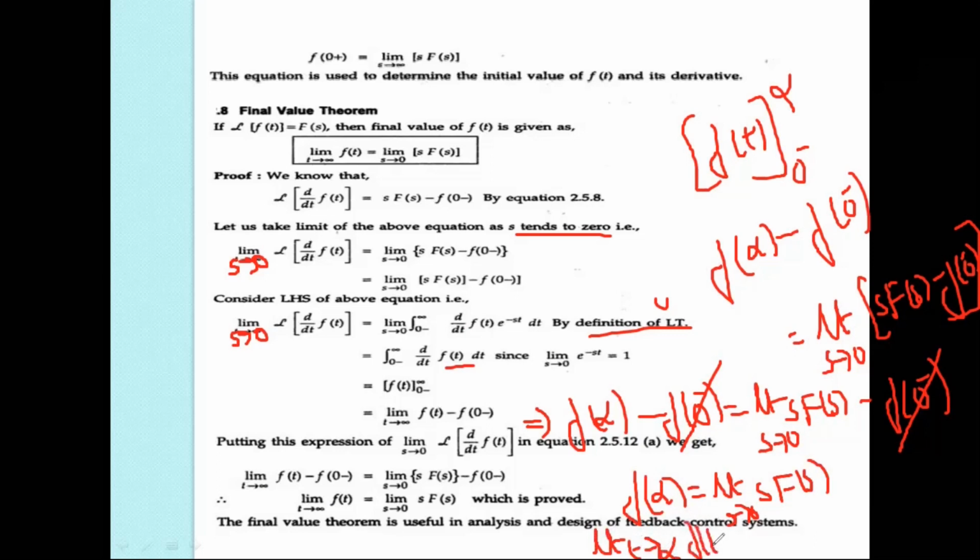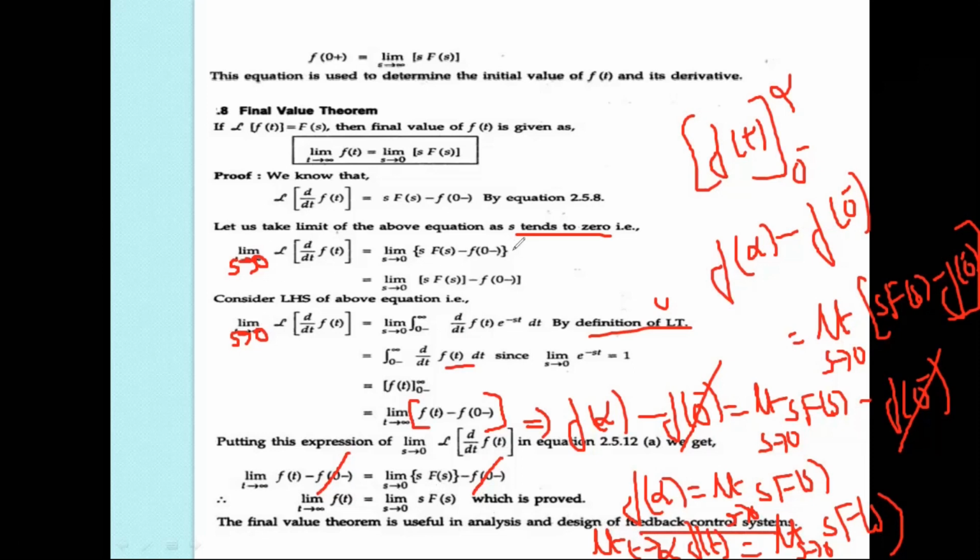Limit t tends to infinity f of t, because I am substituting t as infinity here, is equal to limit s tends to 0, s into f of s. Got it? Here I am taking the limit t tends to infinity, f of t minus f of 0 minus. There is no s term or t term here, so it gets cancelled off: minus f of 0 minus and minus f of 0 minus. Finally, the limit t tends to infinity f of t is equal to limit s tends to 0 s into f of s. The final value theorem is useful in the analysis and design of feedback control systems.